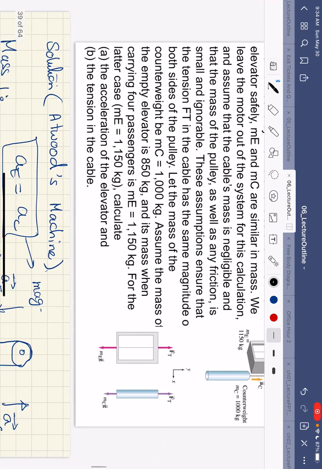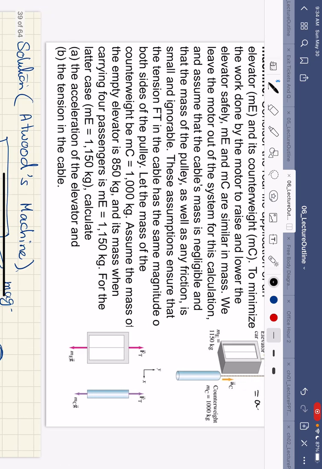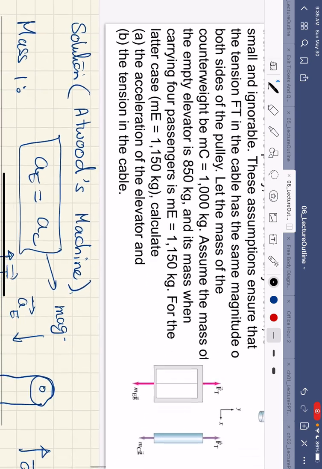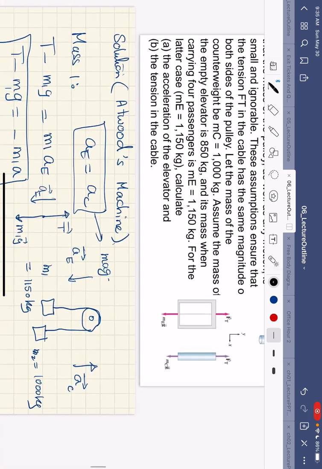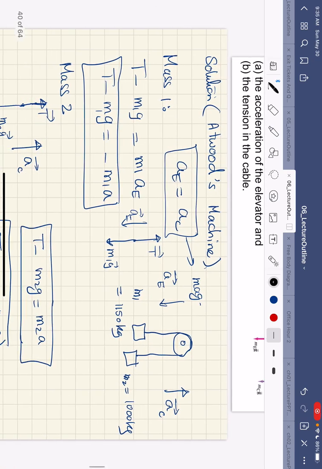Now, we assume that the cable's mass is negligible, and that the mass of the pulley as well as any friction is neglected. Now, what if the mass of the counterweight is 1,000 kilograms and the mass of the elevator with 4 passengers is 1,150 kilograms? Then we want to calculate the acceleration of the elevator and the tension in the cable.